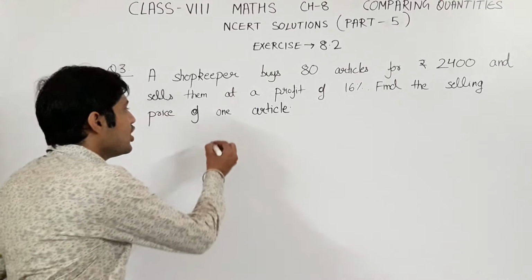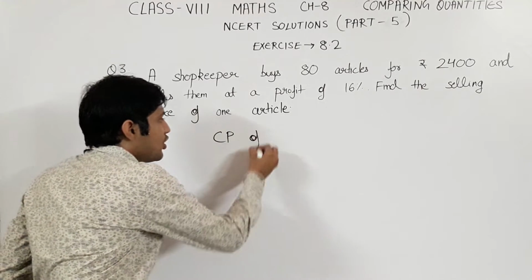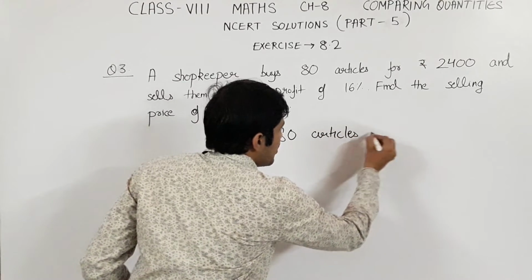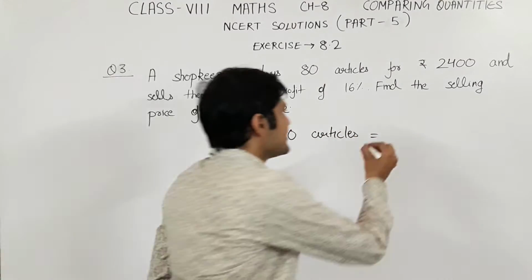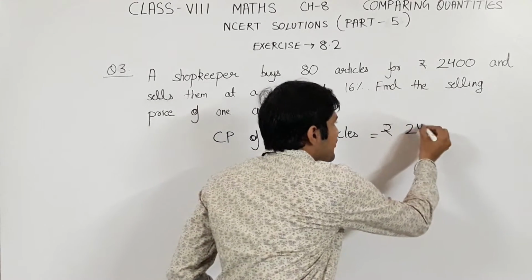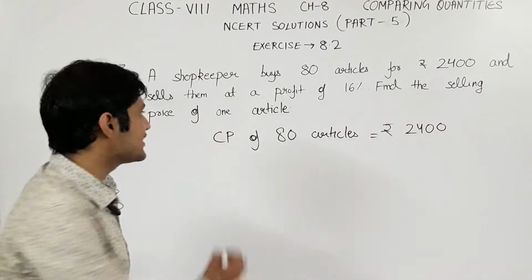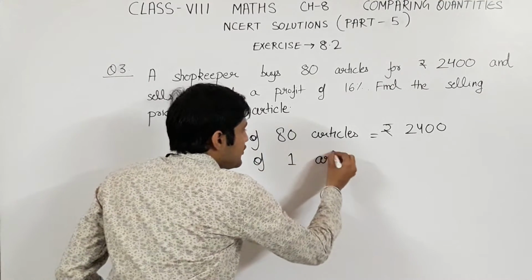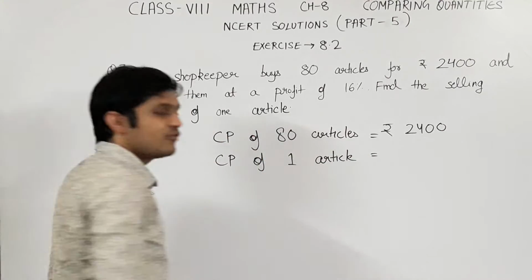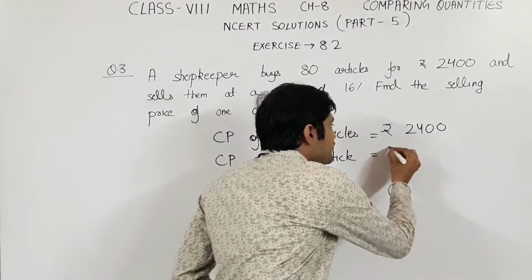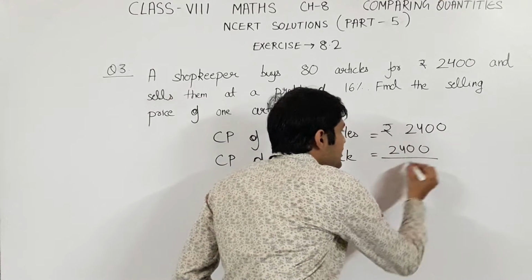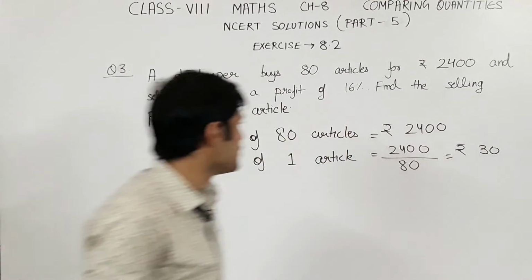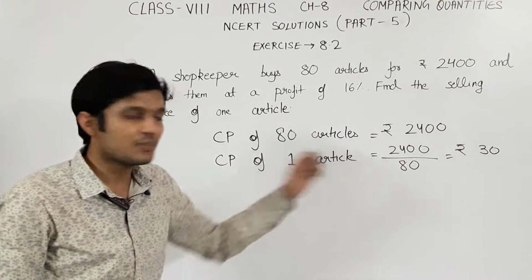Okay. So first of all, cost price of 80 articles is given. This is given rupees 2400. So I can easily calculate the cost price of one article because we want to find the selling price of one article. So cost price of one article will be 2400 divided by 80, that will be rupees 30. So cost price of one article is rupees 30.